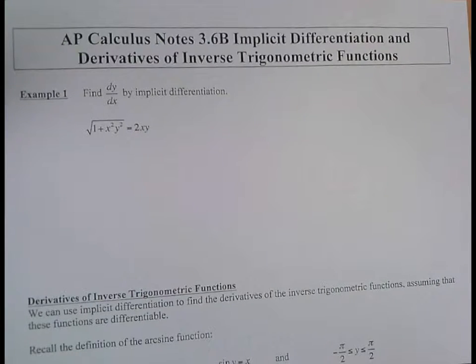I'll, in a minute here, be walking around. I can answer questions, check what you have. Remember, other derivative rules apply. You might need chain rule. You might need product rule. You might need quotient rule. Whatever you need, they still apply.